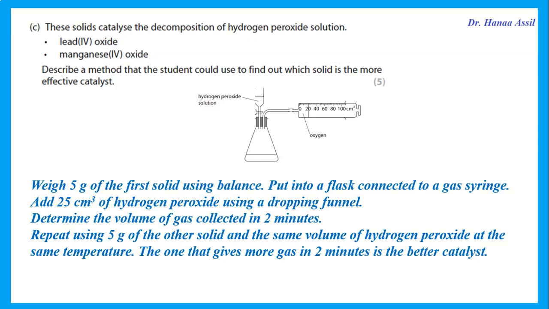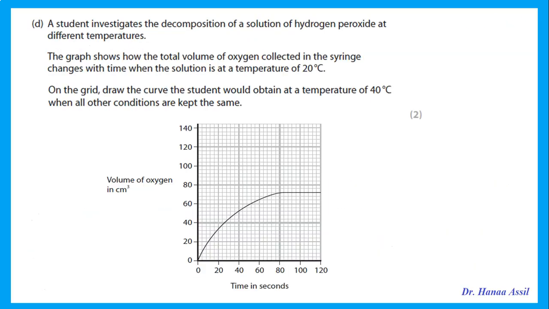The same volume of hydrogen peroxide, the same temperature. Now, how do I know which one is a better catalyst? The one that gives more gas in that same amount of time is the better catalyst. Please learn how to explain this.